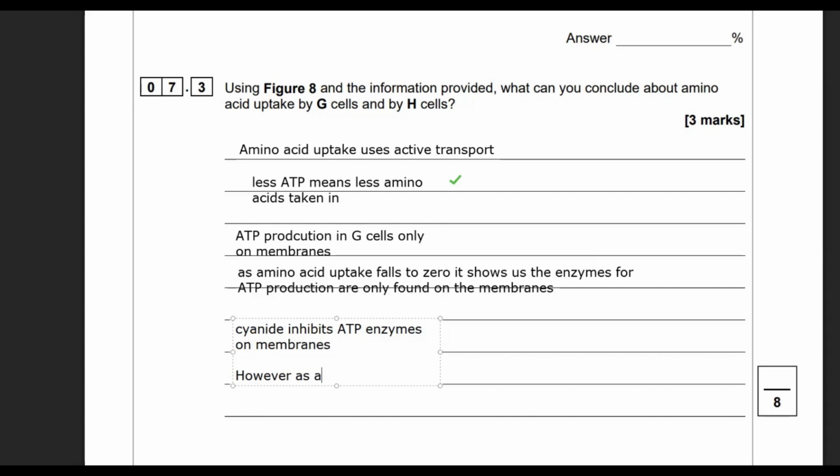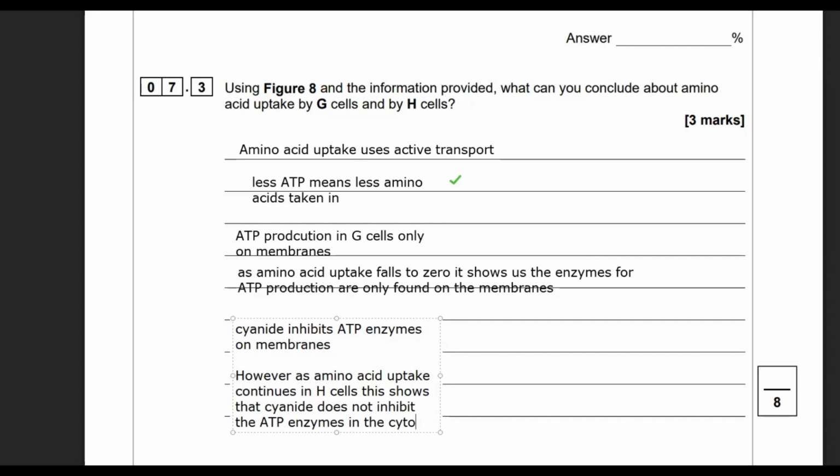However, as amino acid uptake continues in H cells, this shows that cyanide does not inhibit the ATP enzymes in the cytoplasm. It's showing that ATP production in the cytoplasm is continuing, because the other one only has ATP production on the membrane, so that's inhibited, but the cyanide doesn't inhibit the ATP production in the cytoplasm, which is why the H cells can keep going.